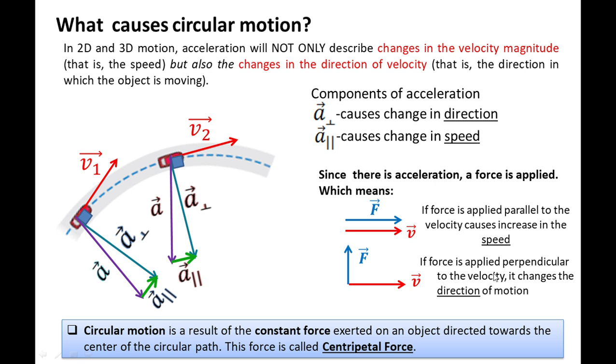Now, if the force is applied in a perpendicular direction to the velocity, which means that if this is the velocity of the object and the force is applied towards that direction, it changes the direction of the motion. So if this type of force is applied to a moving object, then this causes a perpendicular acceleration, which is the one that causes the change in direction. So circular motion is a result of a constant force exerted on an object directed towards the center of the circular path, and this force is called the centripetal force.